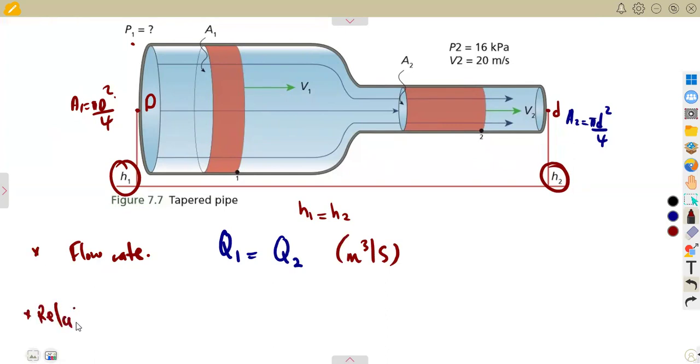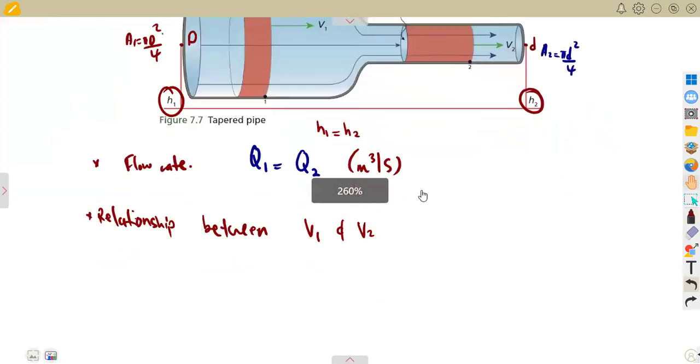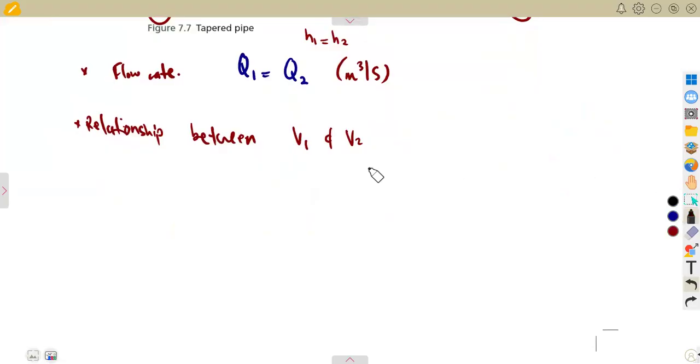Then you need the relationship between V1 and V2, the velocities, and you must consider how you are given your diameters, because sometimes you might be given something else. Consider the direction that you are moving from. If it is facing this way, this is our bigger diameter here, and our smaller diameter is at the exit. Remember, the flow rate is the product of area and velocity. That is area in square meters, velocity in meters per second, which gives us cubic meters per second.